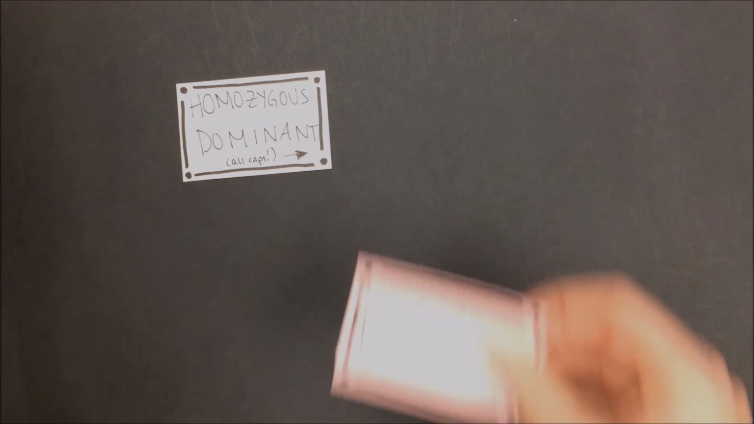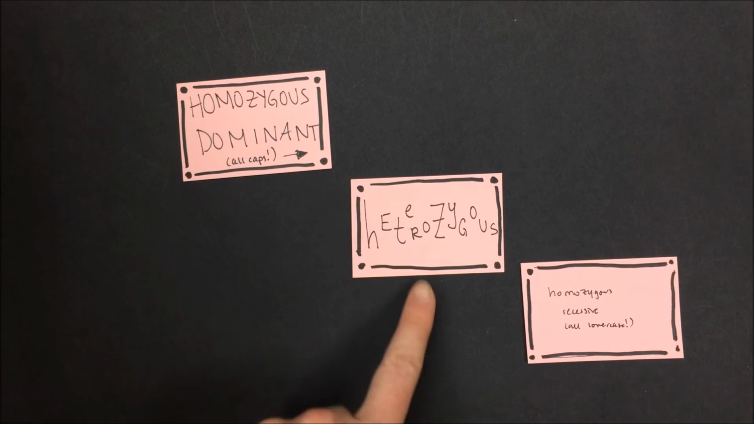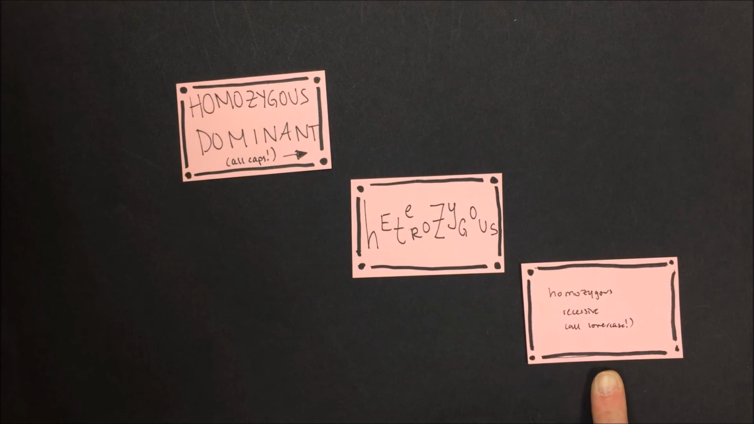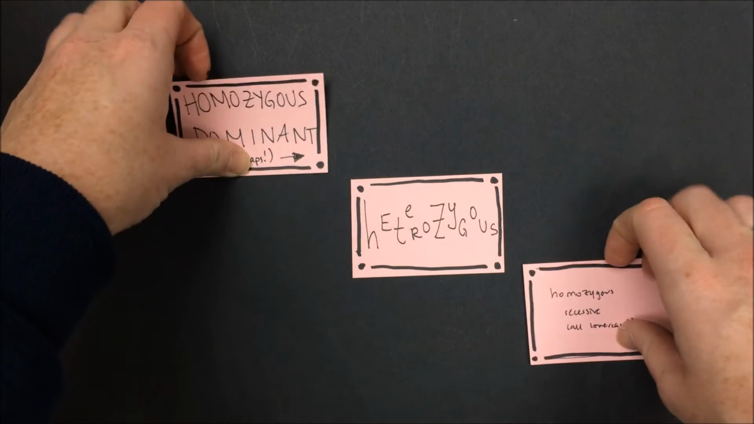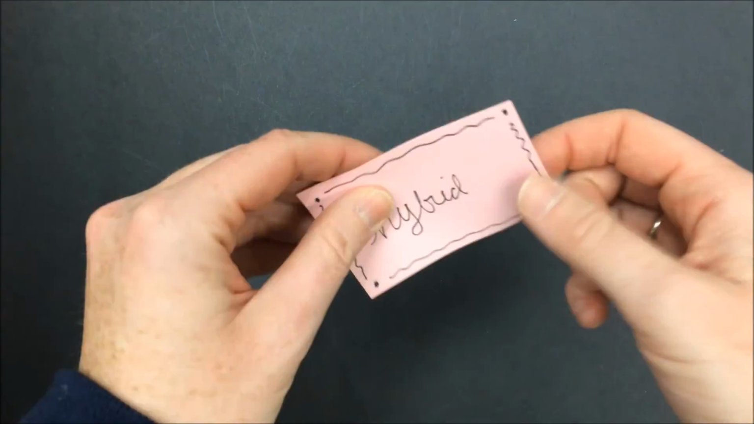Additionally, we learned the terms homozygous, heterozygous, and dominant and recessive. Homozygous dominant organisms have all capital letters in their genotype. Heterozygous organisms have capital and lowercase letters in their genotype. And homozygous recessive organisms have all lowercase letters in their genotype. Another way of saying homozygous is purebred. And another way of saying heterozygous is hybrid.